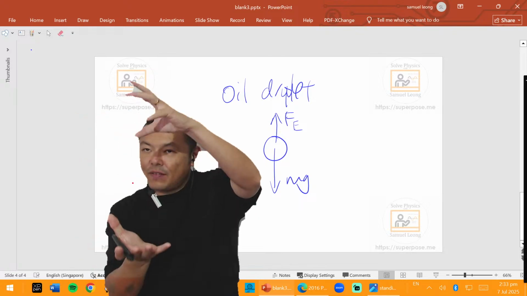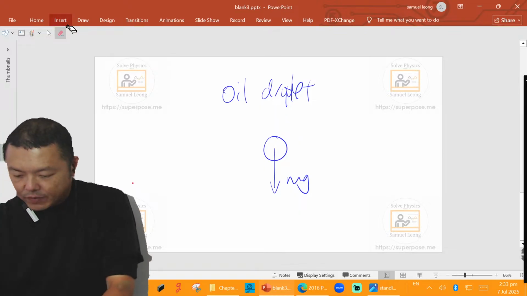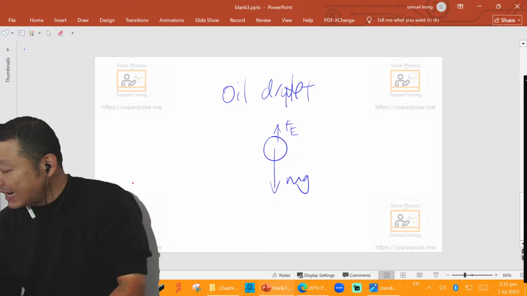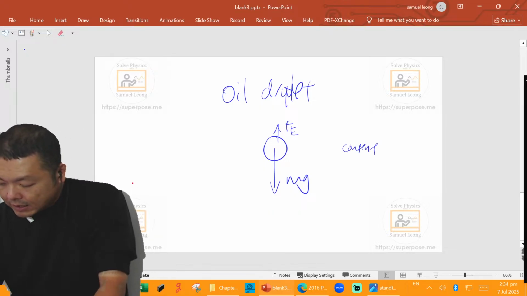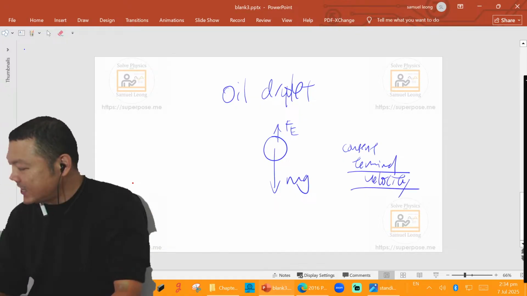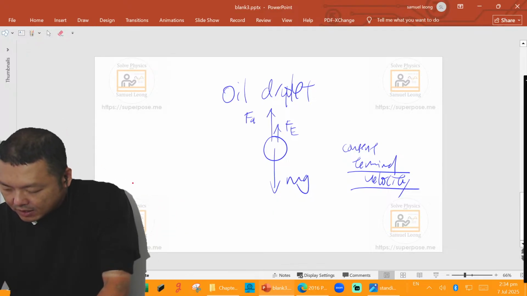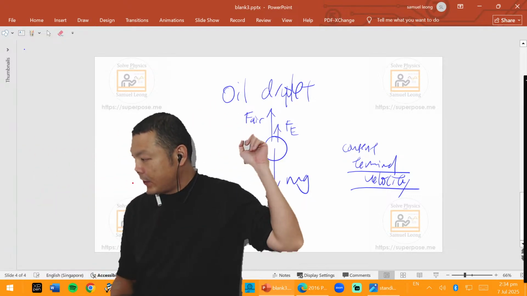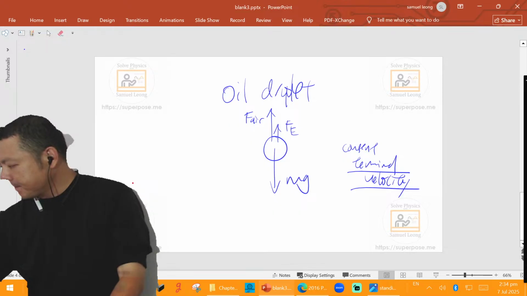Then if this thing starts falling, for example because the electric force is now weaker, but I say it's falling with constant terminal velocity, the moment you hear terminal velocity, you have to consider the air resistance. The air resistance must be acting upwards, so that the air resistance plus the electric force equals mg. Then it will fall at terminal velocity, with no resultant force. Okay, understand this now?